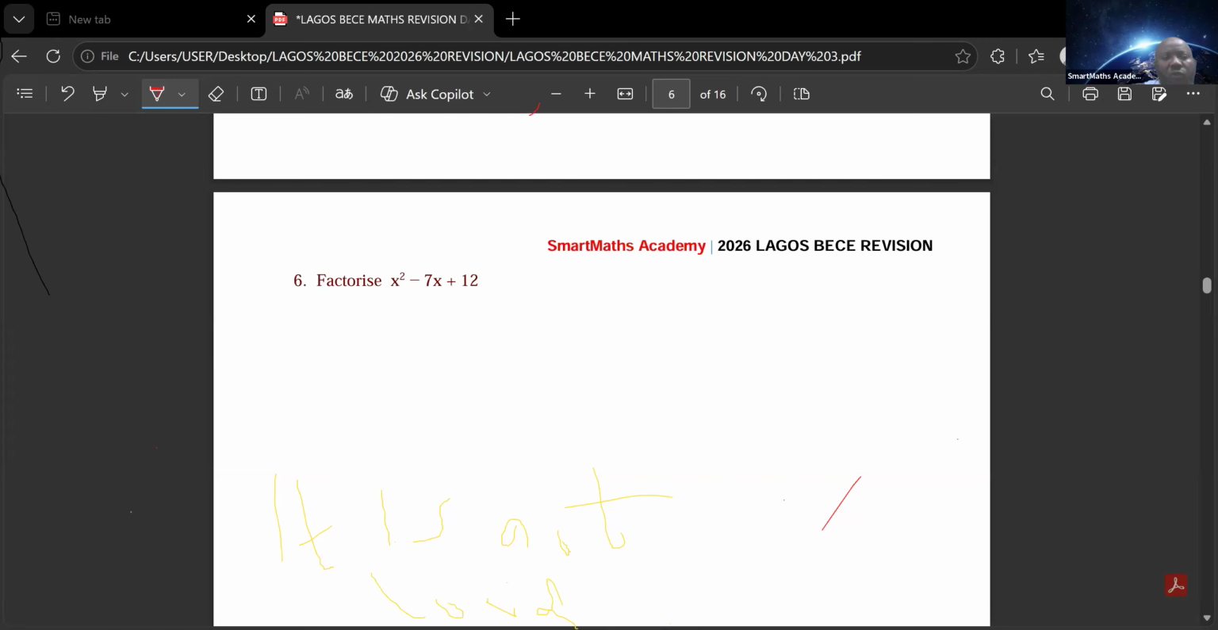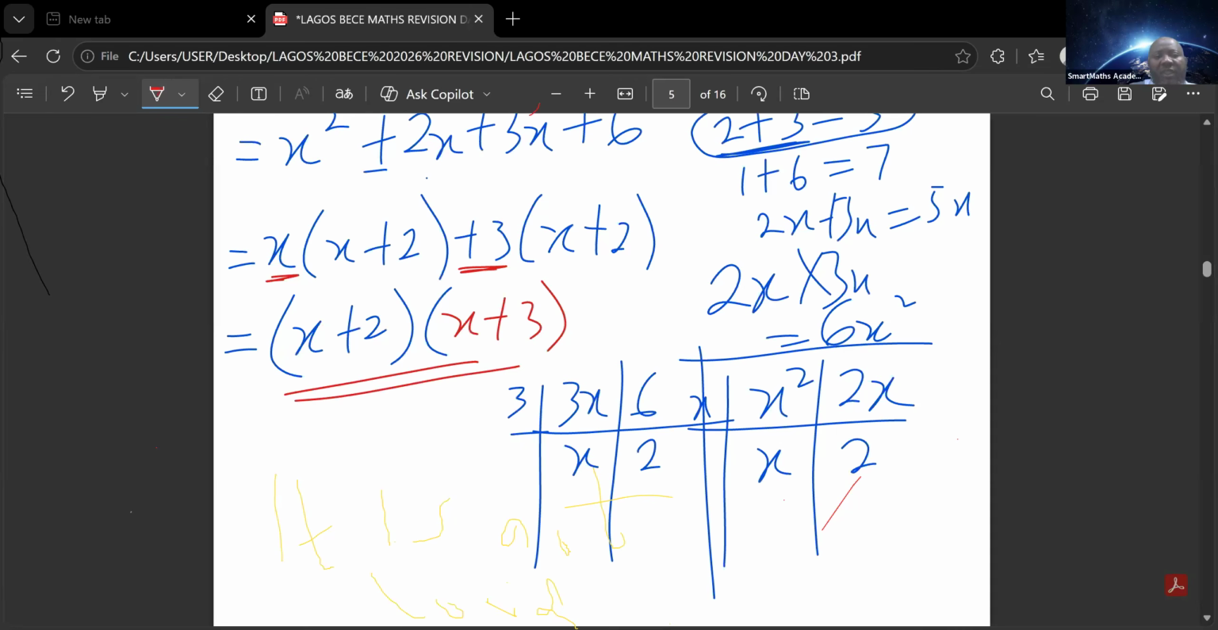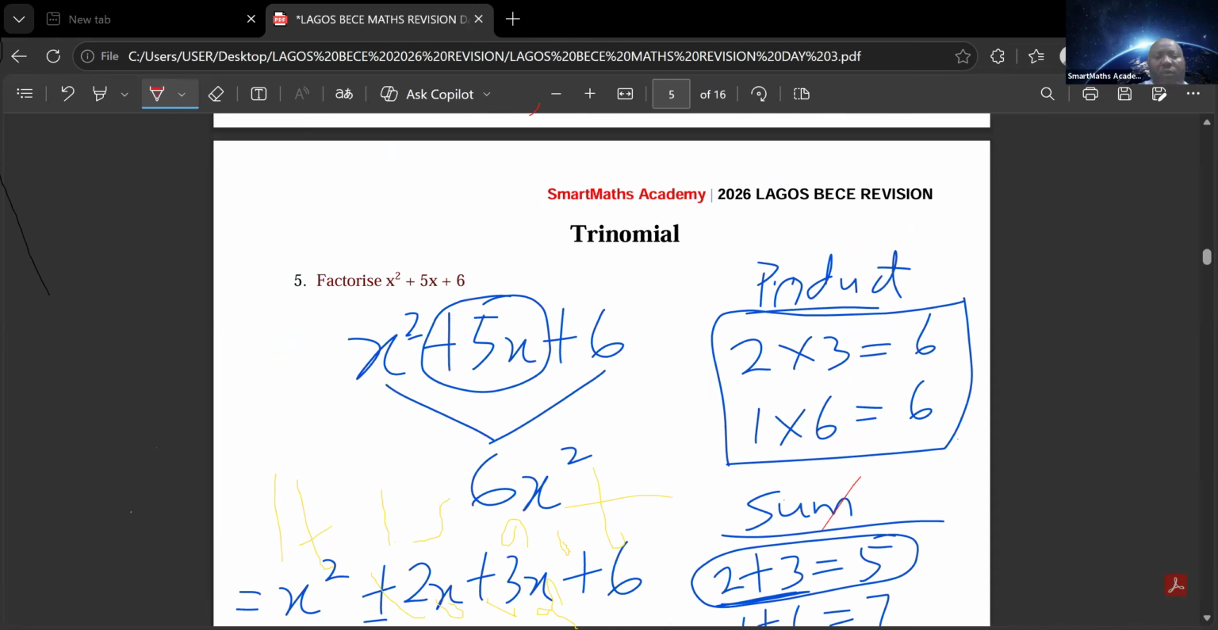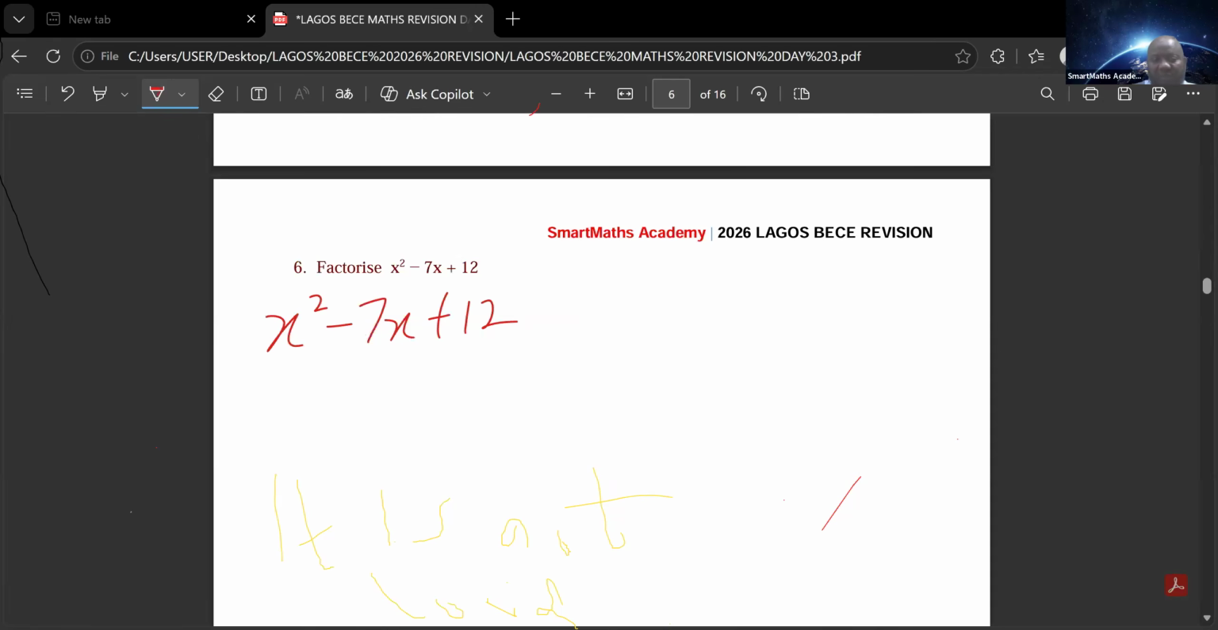The next one, we do the same thing. We have x squared minus 7x plus 12. You notice that in the previous one everything was positive, plus, plus, plus. But now we have a negative. Let's see how to do that as well. So we multiply this by this. x squared times 12 will be 12x squared.